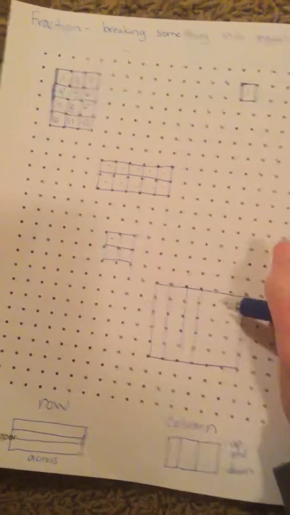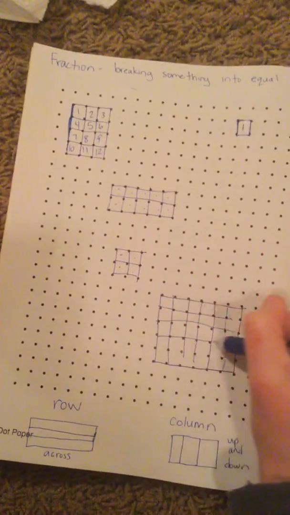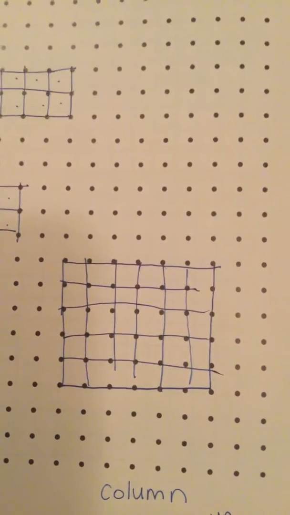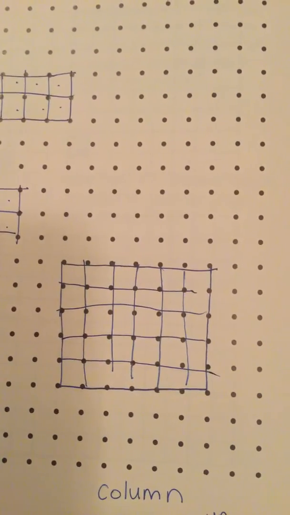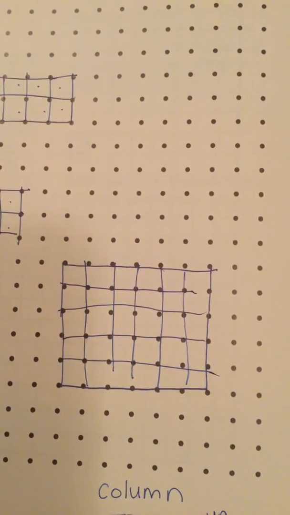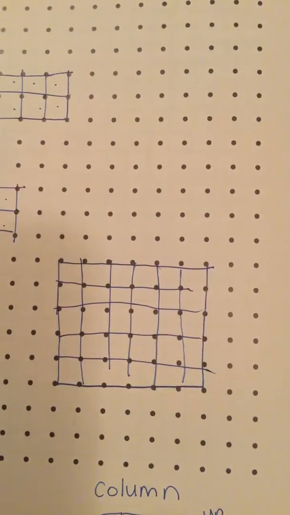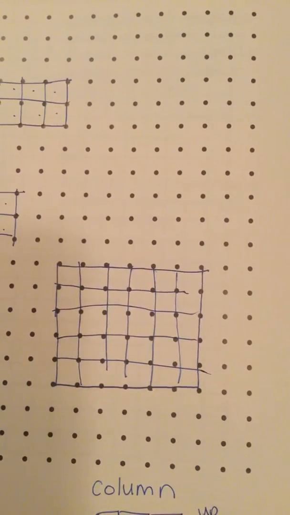This one's a big one. Oh, can't see it, sorry. I'm trying to hold my camera while doing it at the same time. So let's count that one together. Can you count it with me? 1, 2, 3, 4, 5, 6, 7, 8, 9, 10, 11, 12, 13, 14, 15, 16, 17, 18, 19, 20, 21, 22, 23, 24, 25, 26, 27, 28, 29, 30. So that is 30.